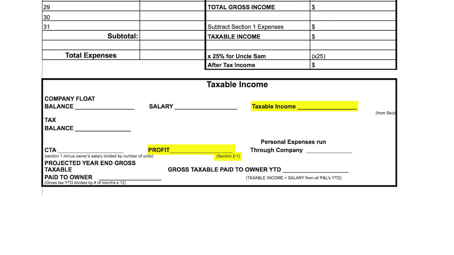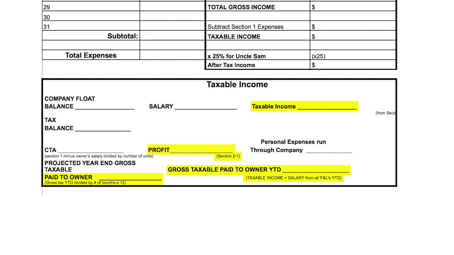And then you're going to fill out the bottom 2 lines. Okay, you're going to start with the right. You're going to start with gross taxable paid to owner year to date. The owner is you. So all you're going to do there is add up your taxable income year to date. So take out your P&Ls from January, February, March, etc. Add up the taxable income, and that number goes right there.